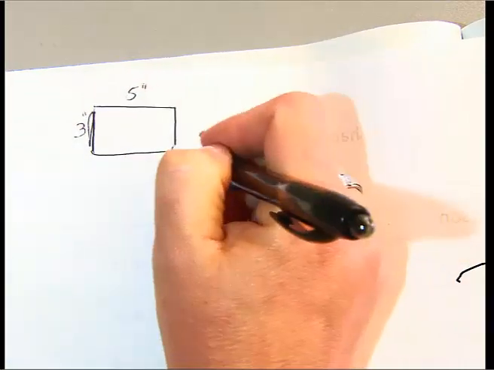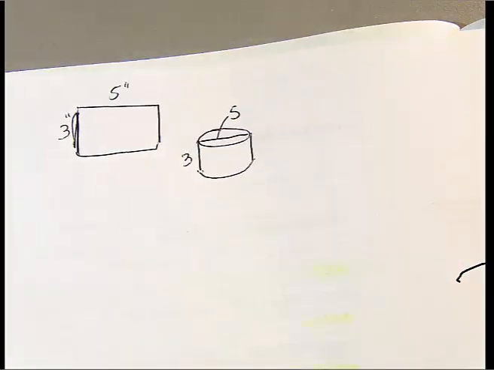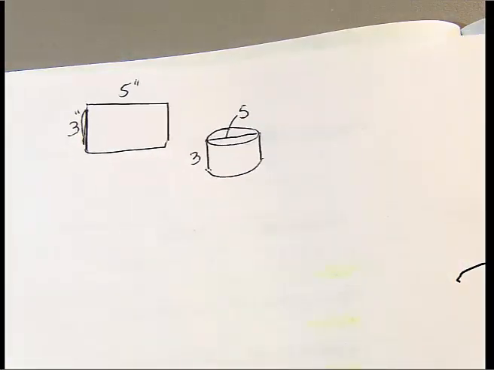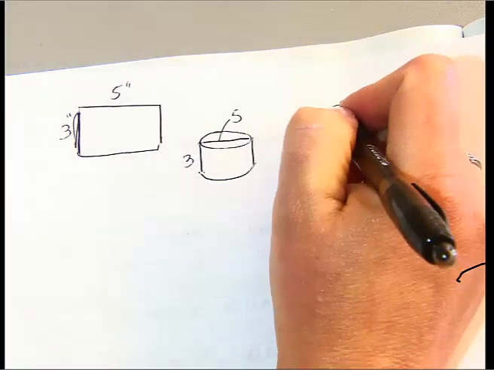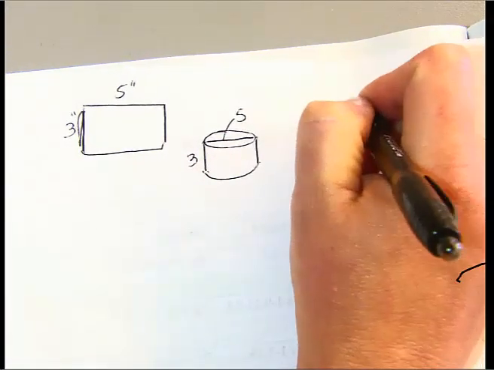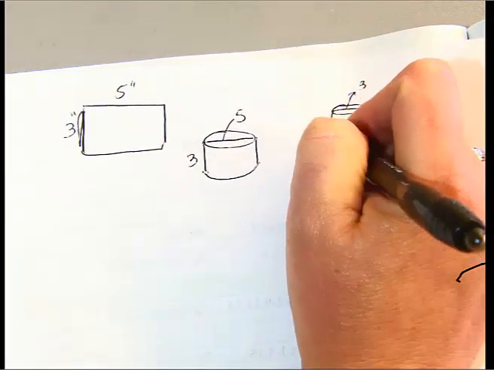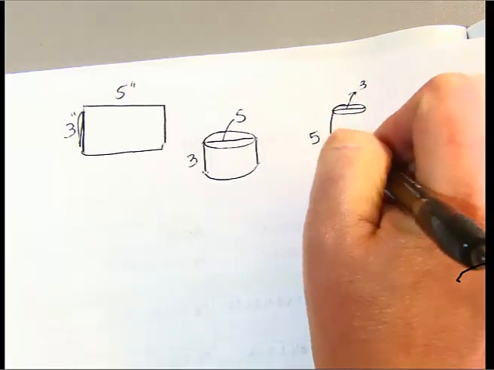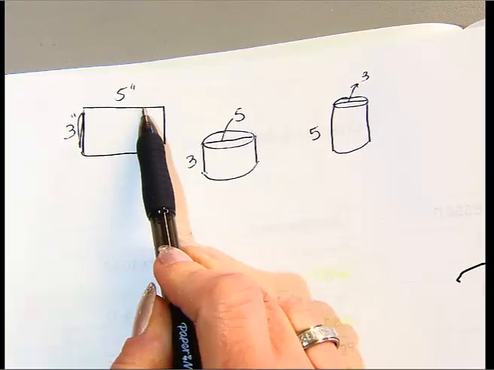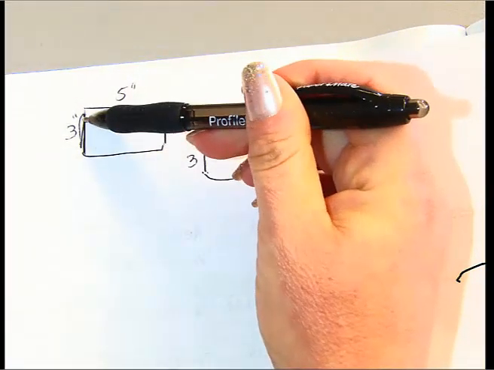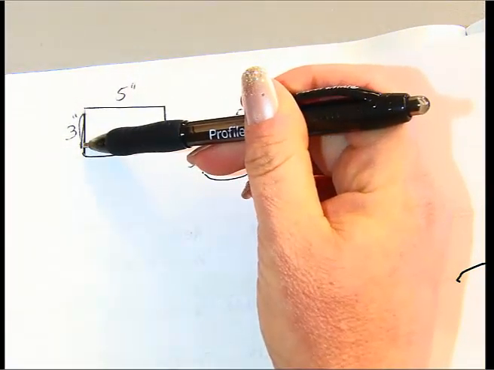And I want to compare that to if I folded it hot dog-wise, which means I took the long ends and I put them together. Well, if I did it hot dog-wise, then this would be 3, and this would be 5. See what I'm talking about? This was the top of the card if I folded hamburger-wise. This is the top of the cylinder if I folded hot dog way. And I want to know which one has a higher volume.